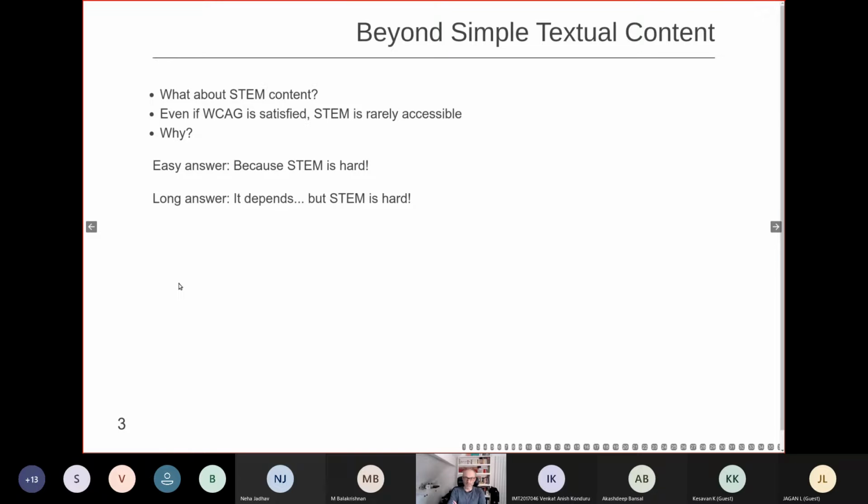And why is that? Well, the easy answer is, of course, because STEM is hard. We all know science is hard, math in particular, or it's claimed to be hard. I always claim it really isn't, but that's not everybody's thought. And what is the long answer? Well, the long answer is, it actually depends on what you do with your document, but it still relies on the fact that STEM is hard. Even if you know what you're doing, you have to really be careful in order to get the document onto the web in order to make it fully accessible.